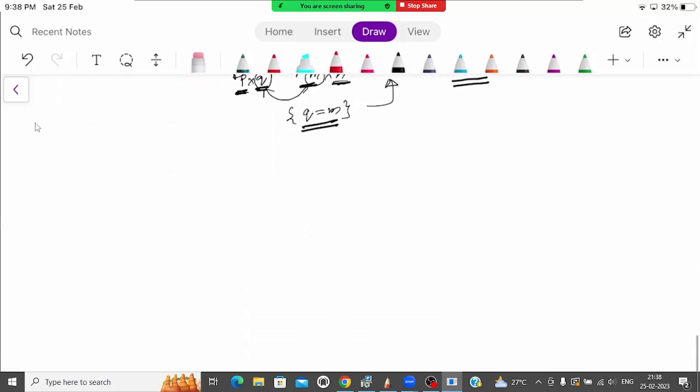Now the third property. After multiplication we get the AB matrix, and after multiplication we get the BA matrix. These two matrices are not equal. The AB matrix and BA matrix will not be equal. So matrix multiplication is not commutative.